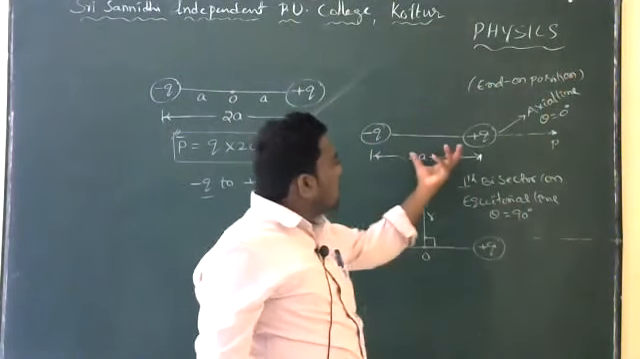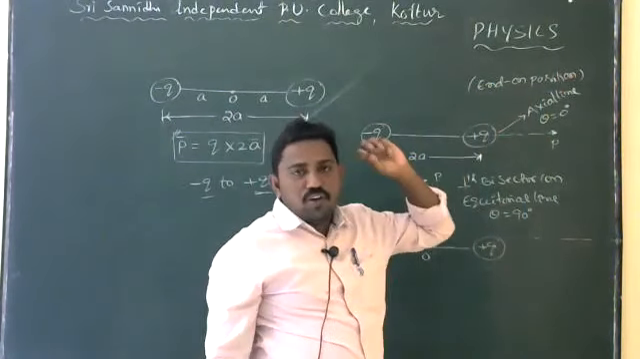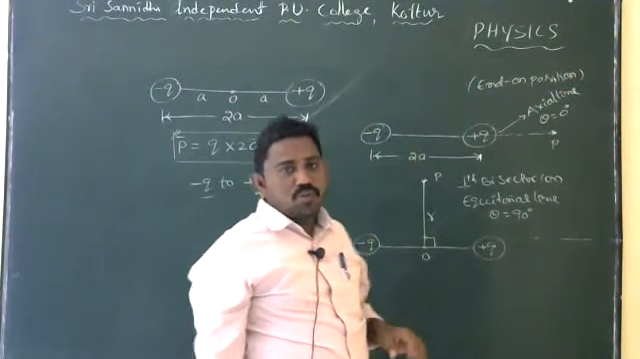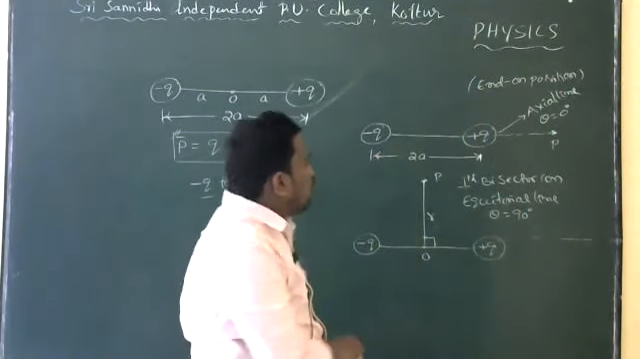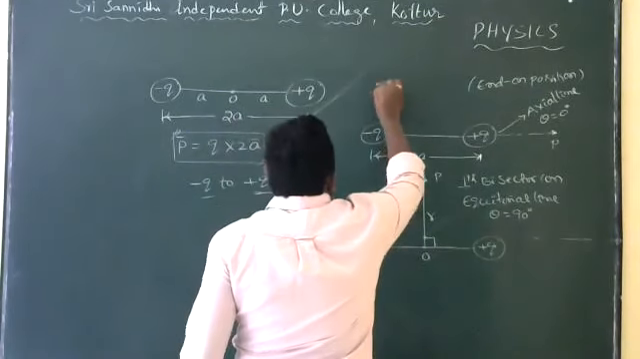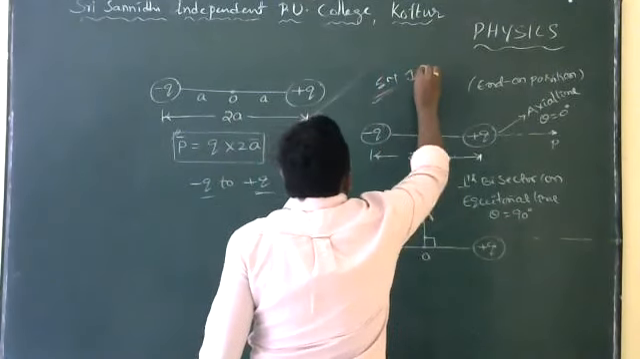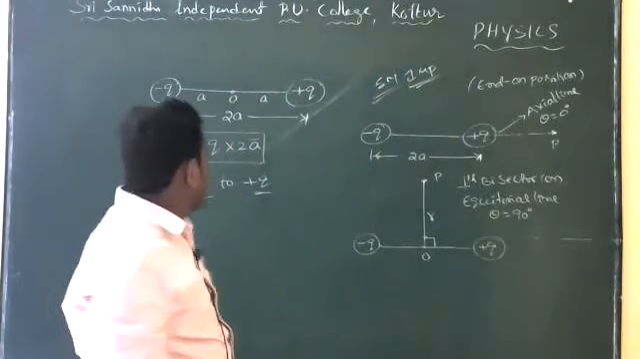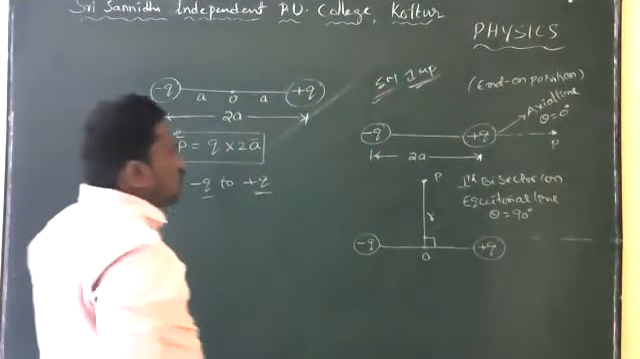One is the axial line, where we find the intensity of the electric field at a point. The other is the equatorial line, where we find the intensity of the electric field at a point. These two questions are very important for our board exams, five-mark questions. Now we shall discuss them one by one.